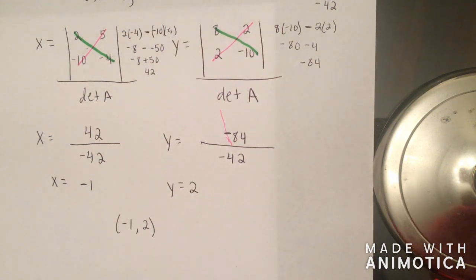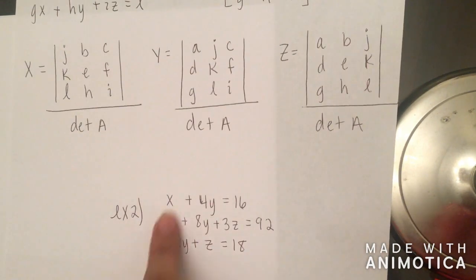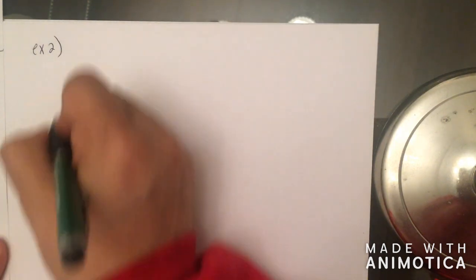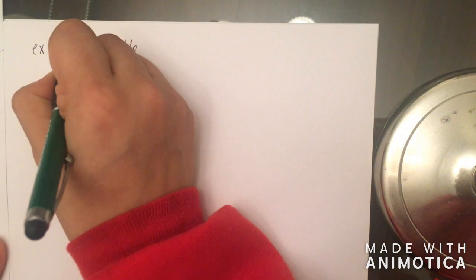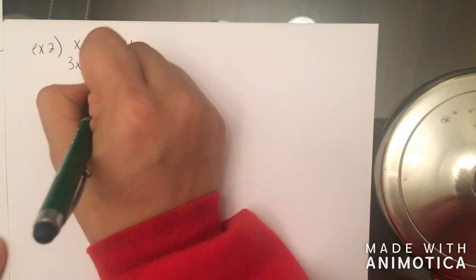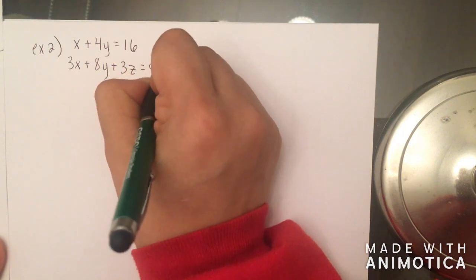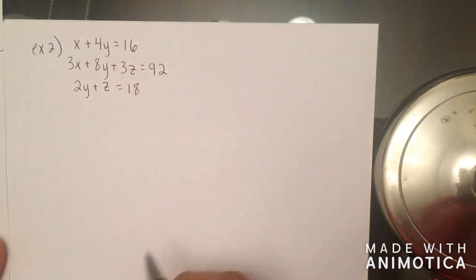We did a 2 by 2. So now let's solve a system of equations of a 3 by 3, which is your second worksheet. On your second worksheet, I put this example. I'm going to copy down that example. So example 2 is x plus 4y equals 16, 3x plus 8y plus 3z equals 92, and 2y plus z equals 18.